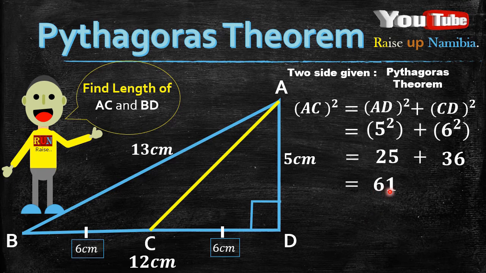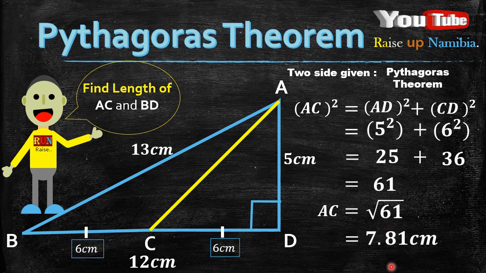Now 61 is AC squared, but we are looking for AC alone and not AC squared. So how do we find AC? By finding the square root of 61. So what is the square root of 61? 7.81 centimeters. And that is your final answer. So your line AC is 7.81 centimeters. Okay?